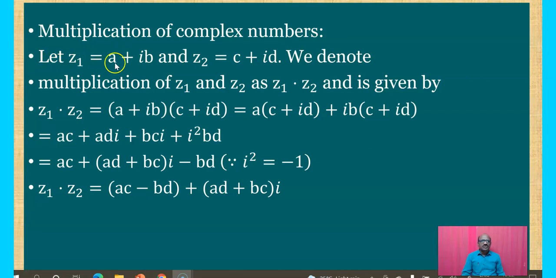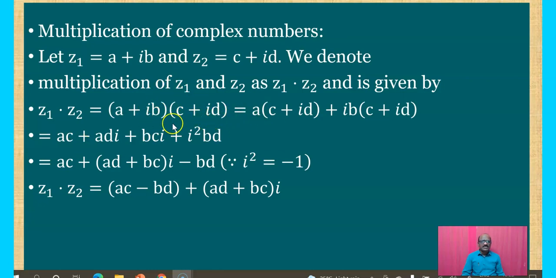Let z1 equal a plus ib and z2 equal c plus id. We denote the multiplication of z1 and z2 as z1 into z2, and it is given by z1 into z2 equals (a plus ib) times (c plus id). For the multiplication, a will multiply to this whole bracket and ib will multiply to this whole bracket.